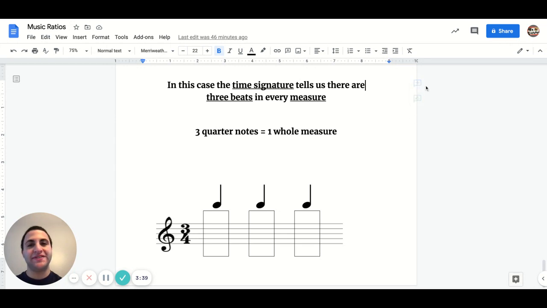An example of a piece of music in 3/4 would sound like this. See if you can count 1, 2, 3, 1, 2, 3 along with me.